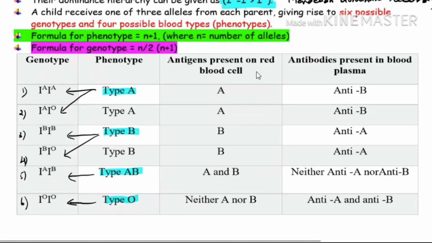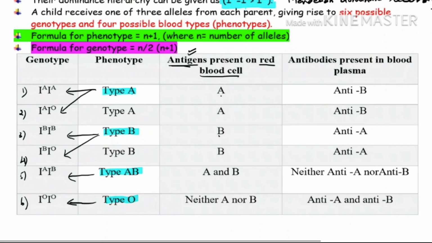Now the blood groups depend upon the presence of antigens. We have already discussed antigens are nothing but sugar. So blood group A means it is making A antigen. Blood group B means it is making B antigen on the surface of RBC. AB blood group means both antigens are present. O blood group means neither A antigen nor B antigen is present.